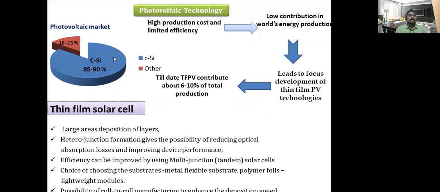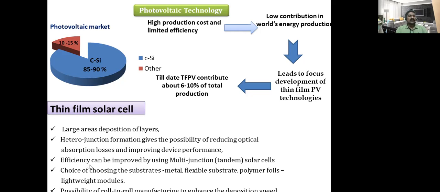Then this is the photovoltaic market contribution. Crystalline silicon solar cells make up 85 to 90%, and thin film solar cells make up 10 to 15%. It is minimal due to the high production cost and limited efficiency. Its contribution is less in world energy production, so there is scope to develop thin film technology. Till date, its contribution is about 6 to 10% of the total production.